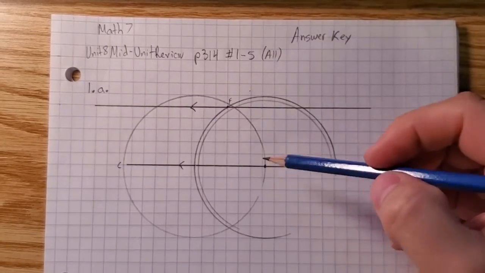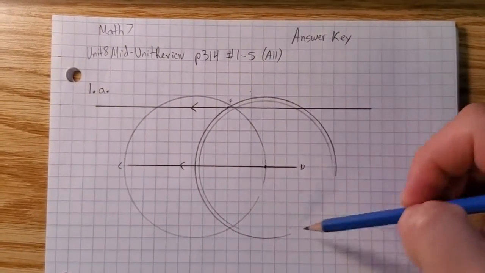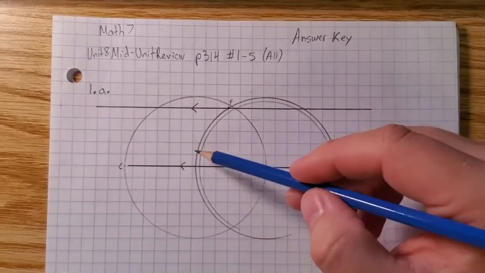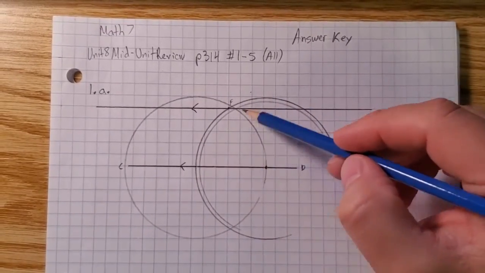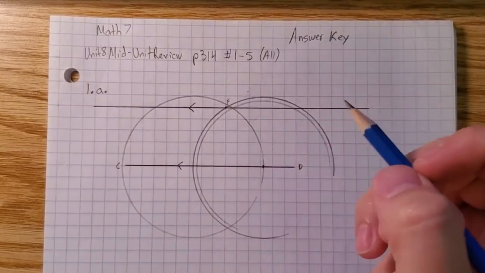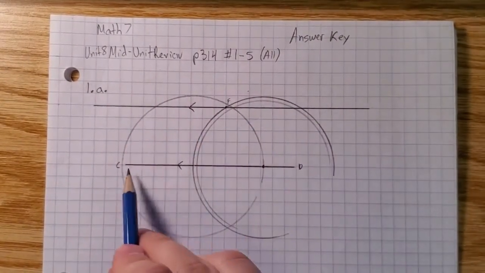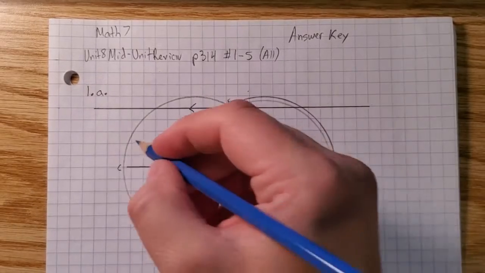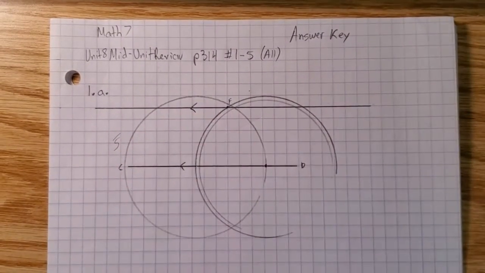As far as marks, I'm going to give you a mark for this outside circle, a mark that's the same size for the next one for this inner circle, and one for drawing the line through. And one for the line that was 9 centimeters long. So it's out of 5 for 1A.